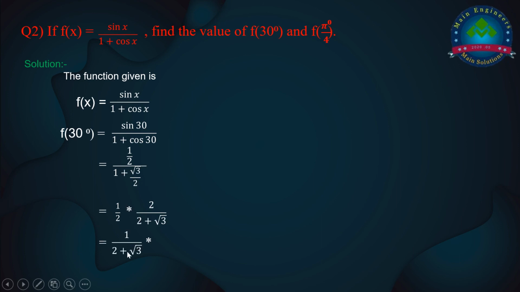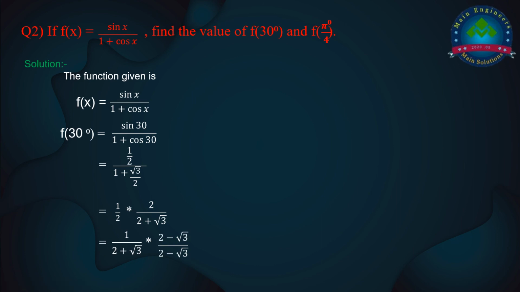If root 3 is on the denominator side, how are we going to remove the root? It is in the form of a plus b, so we have to multiply by a minus b divided by a minus b. So we multiply by 2 minus root 3 divided by 2 minus root 3. In this way we can remove the root from the denominator side.